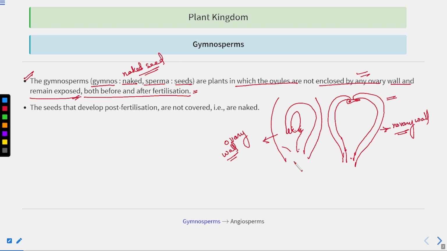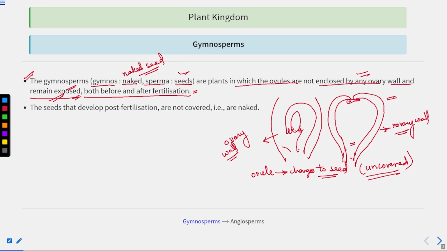So after the fertilization, what happens? The ovule changes to seed. In the gymnosperm also, the ovule changes to seed. Now, this seed is uncovered, right? That is why it is said that the seed is naked in the case of gymnosperm. Naked seed, and it remains exposed.